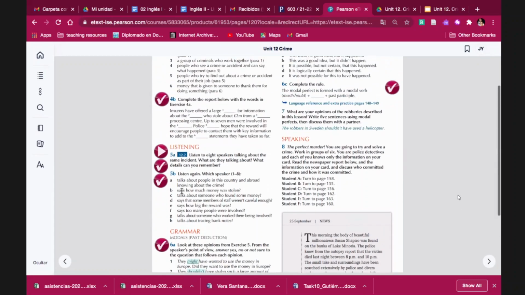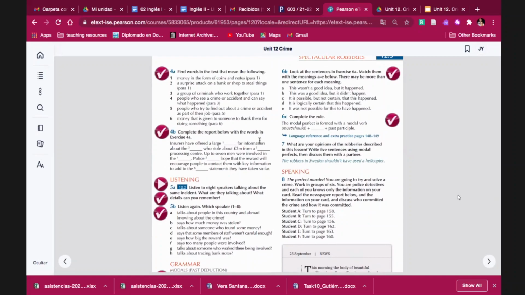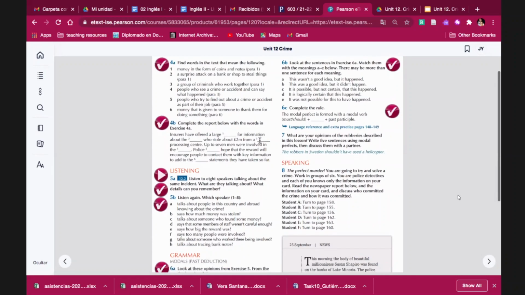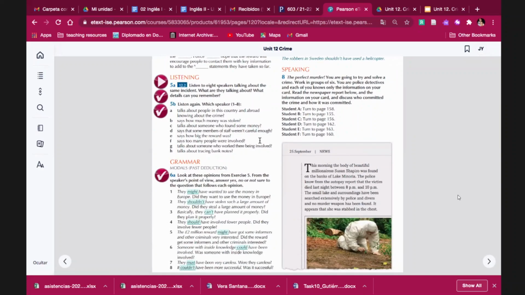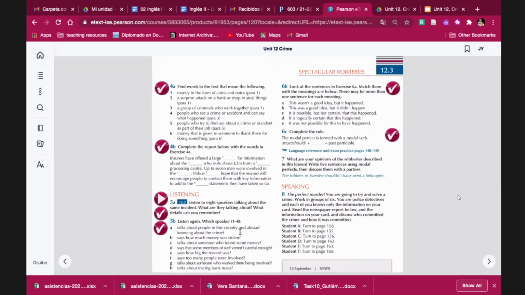Jennifer, please, what about letter B? This was a good idea, but it didn't happen. To which sentence did you match it? I matched it with sentence 3 and sentence 4. Well, let me tell you that sentence 4 is okay. Sentence 3, no. Sentence 3 means something different. Okay? Entonces, they should have involved fewer people. Entonces, esta significa this was a good idea, but didn't happen. Quiere decir que debieron haber involucrado menos gente, pero no involucraron menos gente. Al contrario, ellos involucraron a un montonal de gente. Por eso falló el crimen. Bueno, con esta oración. ¿Ok?